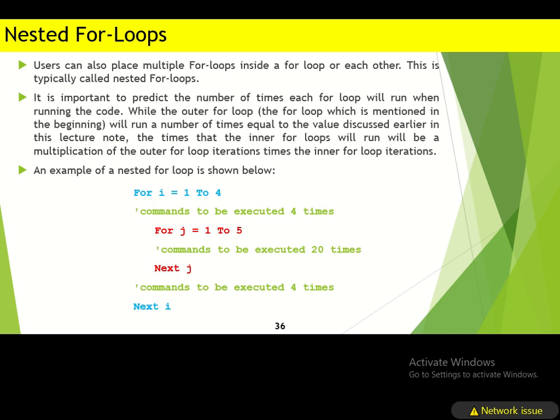So the inner loop repeats multiple times. It will complete its loop once, then it will go to the outer loop and do it again. So it will complete 5 for I equals 1, then it will complete 5 for I equals 2, then 3, then 4, and so on. Got it? So the inner loop will run more times, and the number of times will be the multiplication.